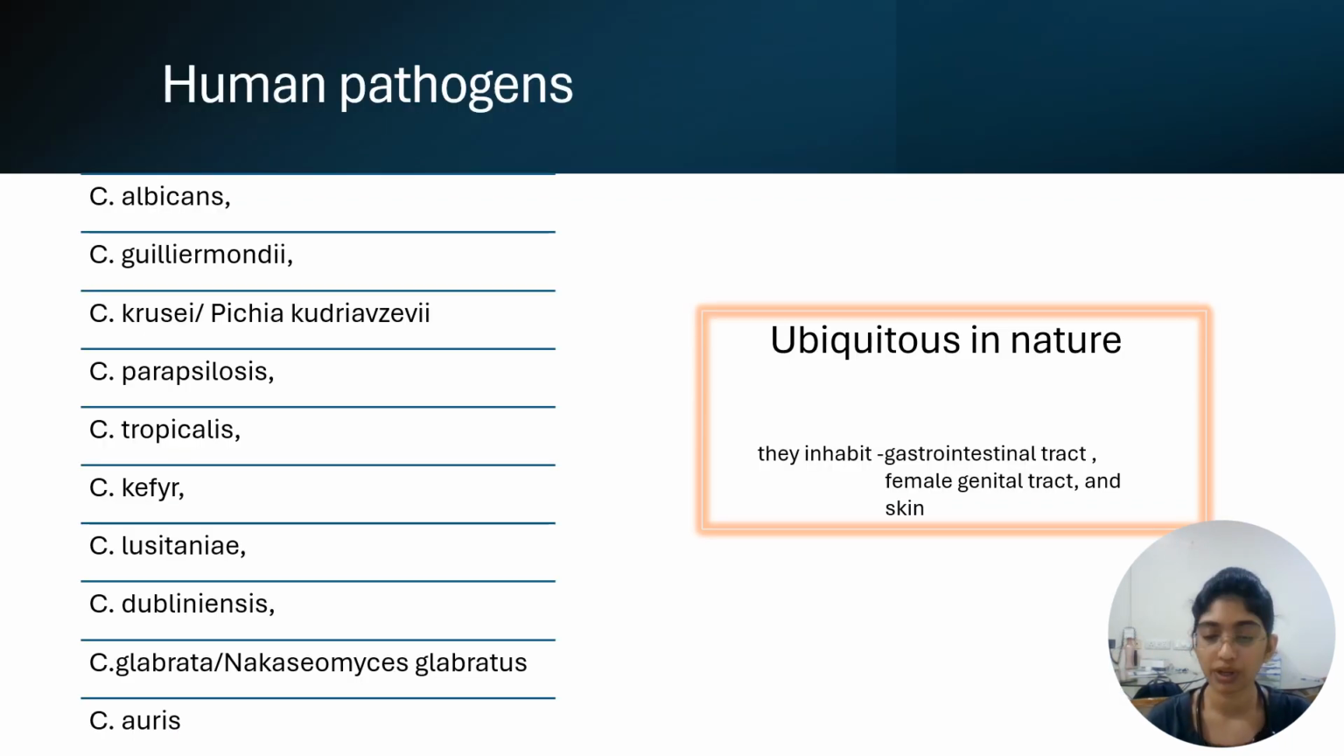There are around 200 species of Candida, but in humans, only a few species are pathogenic, like Candida albicans, Candida guilliermondii, krusei, parapsilosis, tropicalis, kefyr, lusitaniae, dubliniensis, glabrata, and Candida auris. Candida glabrata is also called Nakaseomyces glabratus. These Candida are ubiquitous in nature, which means they're found everywhere. And in humans, they inhabit the GIT, female genital tract, and the skin.